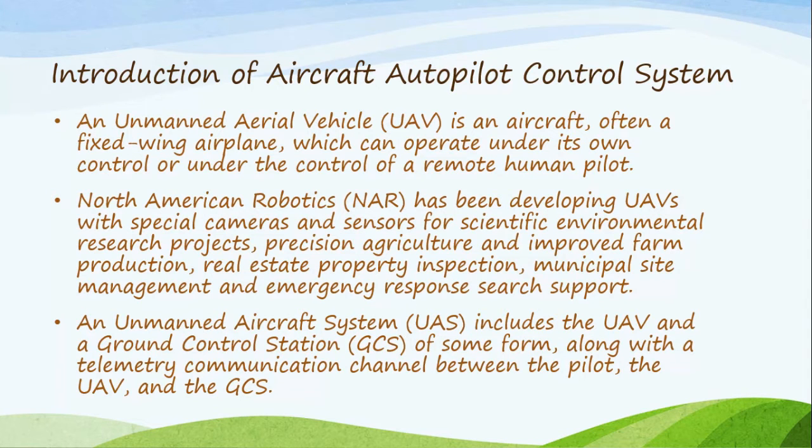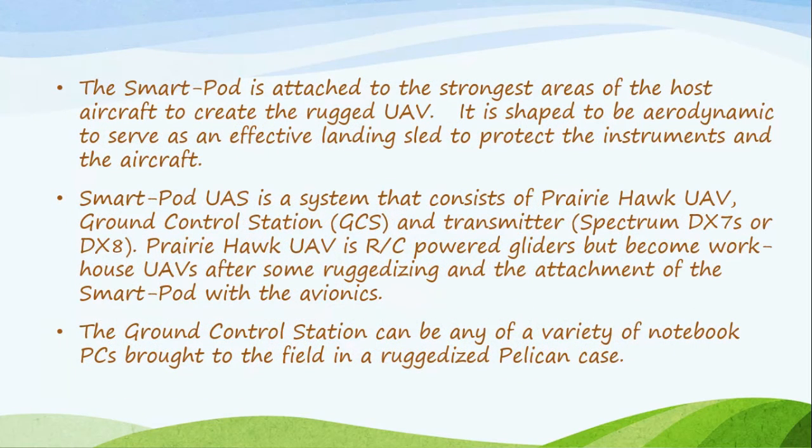An unmanned aircraft system, UAS, includes the UAV and a ground control station, GCS, of some form, along with a telemetry communication channel between the pilot, the UAV, and the GCS. The smart pod is attached to the strongest areas of the host aircraft to create the rugged UAV. It is shaped to be aerodynamic to serve as an effective landing sled to protect the instruments and the aircraft.